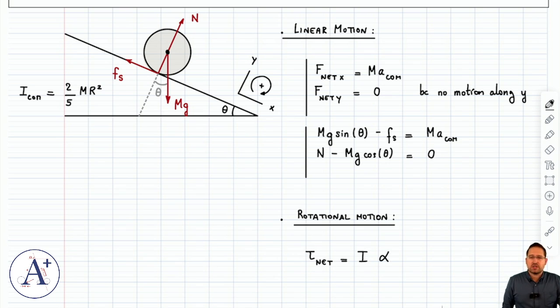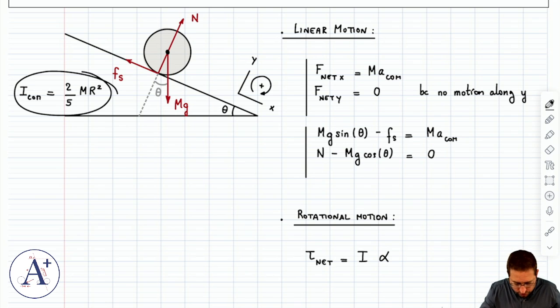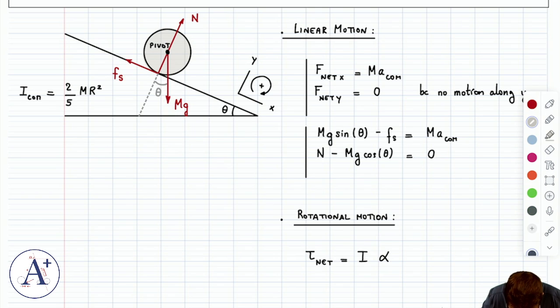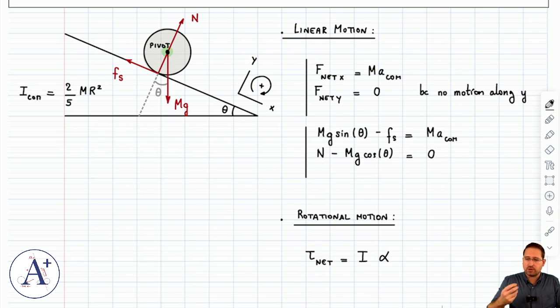Now I know that to write torque net equals I alpha, I have to choose a pivot, and I have to compute the net torque and the moment of inertia about that pivot. Well, I'm going to therefore choose the center of mass as my pivot because I already have the moment of inertia about the center of mass. So let me make this my pivot here. And like I said earlier, I'm going to do this for now, then later I'm going to change the pivot and make it the contact point, and we'll see what happens then. But for now, this is my pivot.